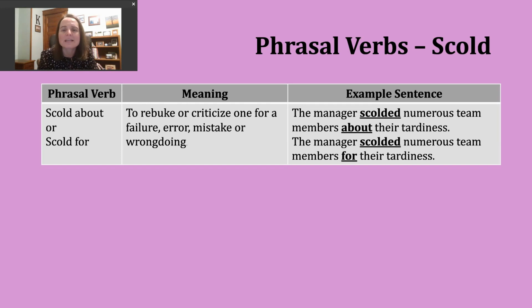So, as an example sentence, I've got the manager scolded numerous team members about their tardiness. And I could say the manager scolded numerous team members for their tardiness. Both of these sentences mean exactly the same thing. So tardiness is another way of saying lateness. So here we have people who are not showing up at maybe their start time. They're late. And so they are being criticized for that error, for that wrongdoing.